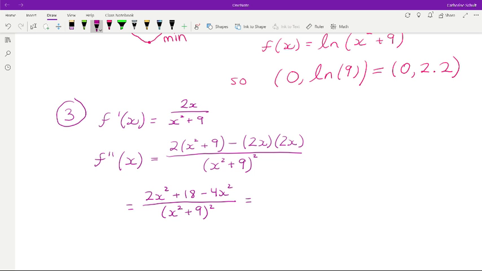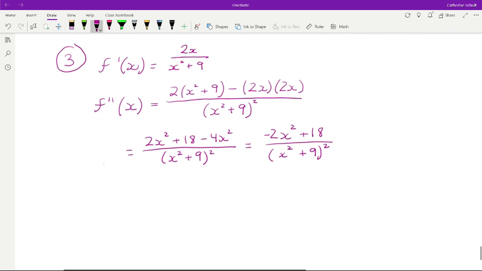Okay, so what is that? Negative 2x squared plus 18. Okay, and then there you go. We can leave it at that. All right, so now we're interested in the critical numbers, or where f double prime is 0.